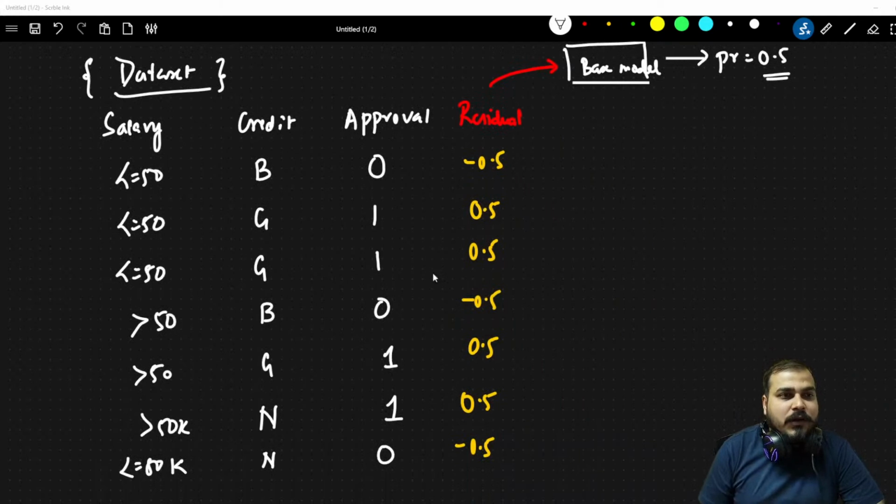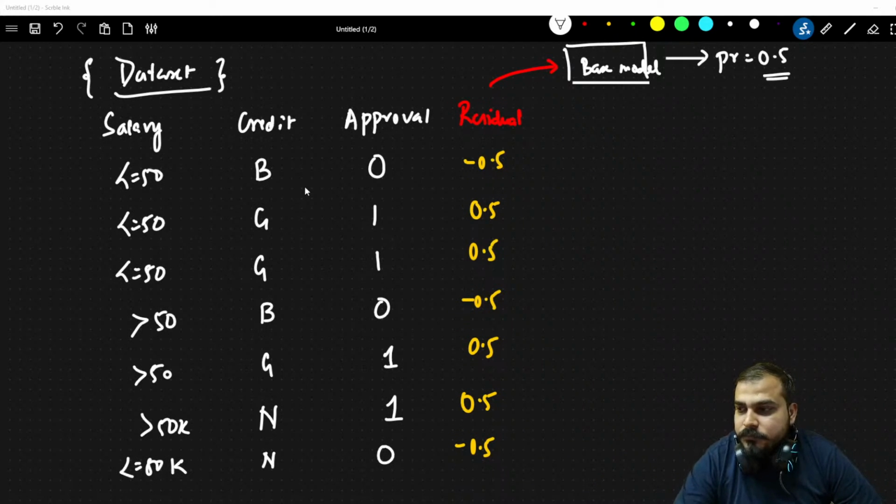Everybody write down this particular data set and just let me know whether you are ready or not. Until then, you can ask me any questions if there are any.